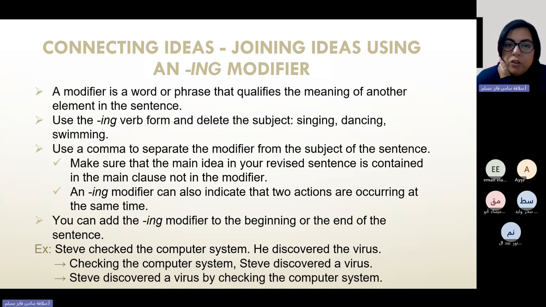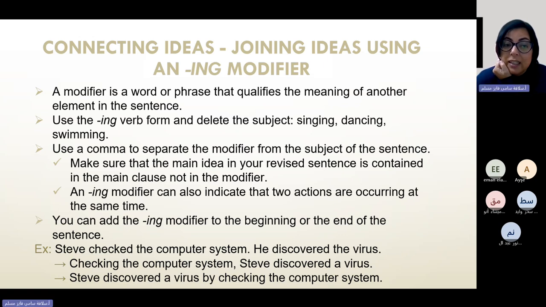Now, when we talk about joining an idea using an ing modifier, this is a modifier. This modifier is a word or phrase that qualifies, which here means it gives more information about the meaning of another element in the sentence. Use the ing verb form and delete the subject.